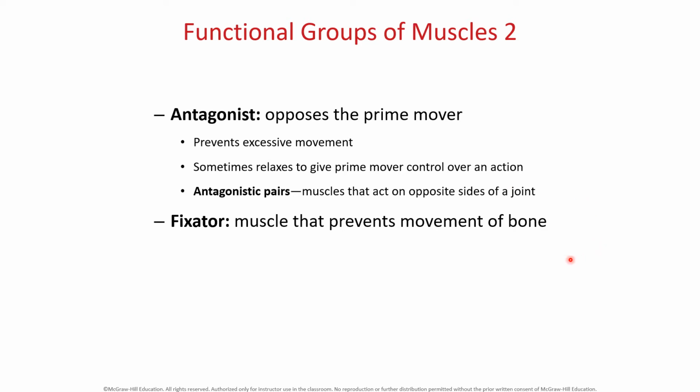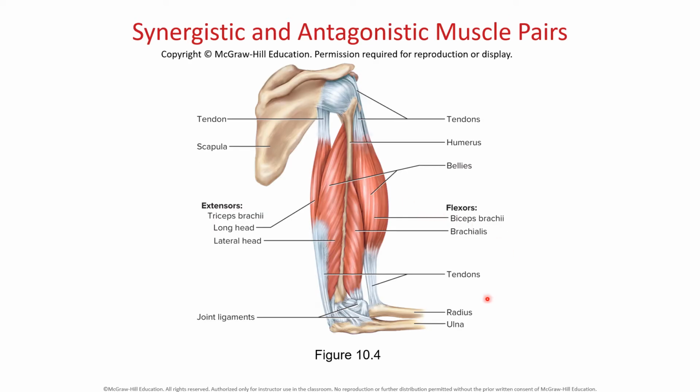An antagonist pair is muscles that act on opposite sides of a joint. That's what an antagonist pair is. We also have a fixator, which is a muscle that prevents movement of a bone. We're going to go over that as well. So let's take a look at an example here.